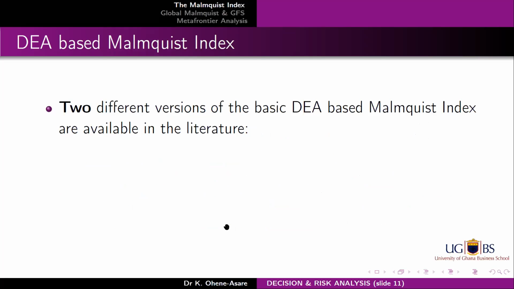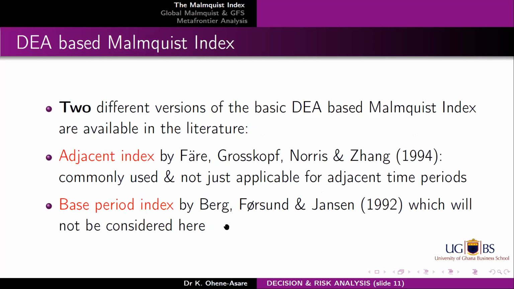Two different versions of the Malmquist are there, but we are going to focus on only the adjacent one. The base period version is by Berg, Forsund, and Jansen, those Scandinavian guys, they like that. But we're going to focus on the adjacent Malmquist. Adjacent here means that you can compare two periods. So you can compare 2000 and 2001, 2001 and 2002, 2002 and 2003. But you can also compare 2001 and 2005, or 2005 and 2007, or 2008 and 2001. You can compare any two periods.